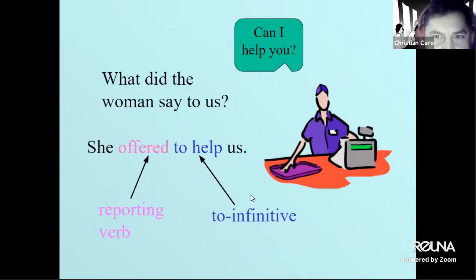What else? Another one, can I help you? She offered to help us in this case. Es un reporting verb, sería offer, y el to infinitive sería el help igual, ¿ya? Decimos she porque claramente la imagen está acá, y help us porque estamos hablando de nosotros, ¿ya? Si hablo de mí solamente, she offered to help me. All right. So that's why it is so important to understand who the speaker is, who the referent is, the speakers in general.